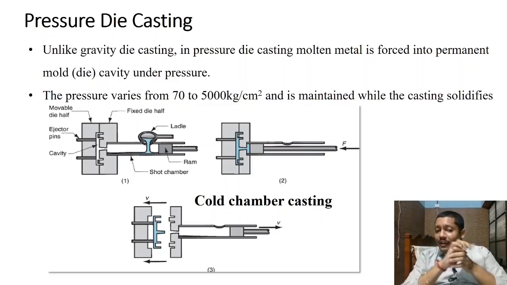But here, when you are taking the molten metal out in a ladle and pouring it into the chamber, the pouring temperature and pouring time will be critical in the case of cold chamber die casting. So to avoid this, you can go for hot chamber die casting.